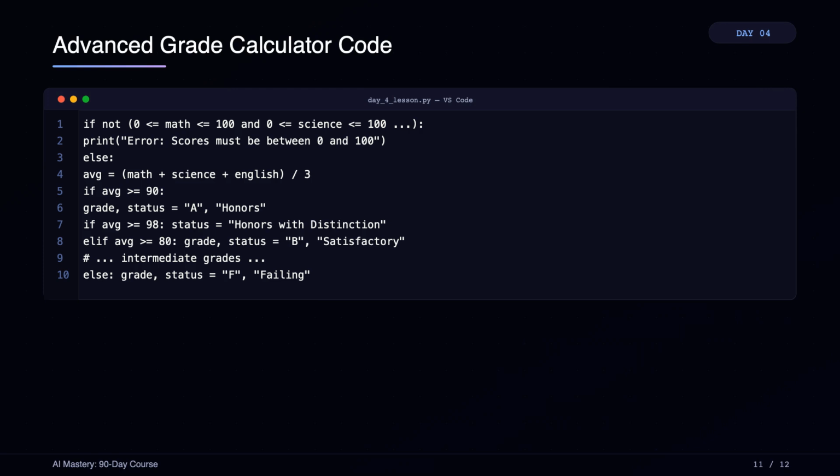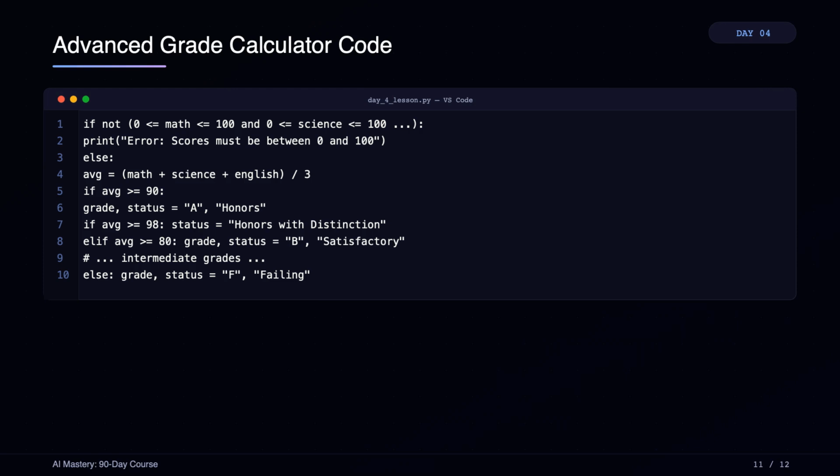Let us examine the core structure of the advanced grade calculator. First, we use a comparison chain with the logical operator not to ensure all 3 subject scores fall within the valid range of 0 to 100. If they do not, we print an error.